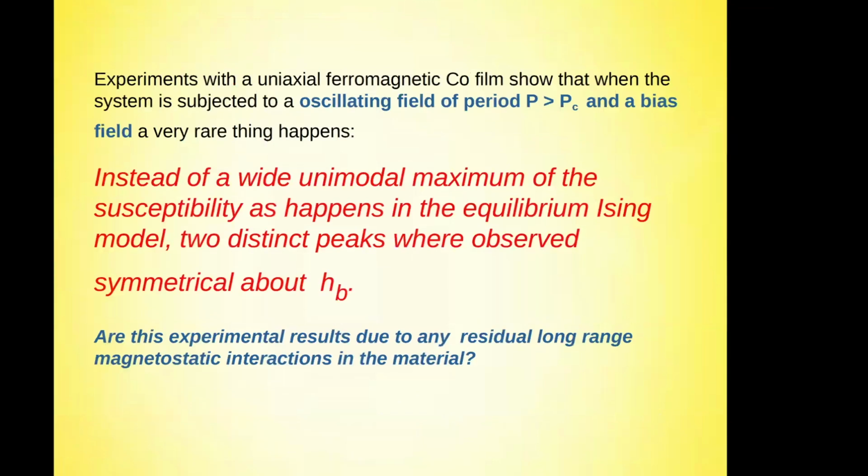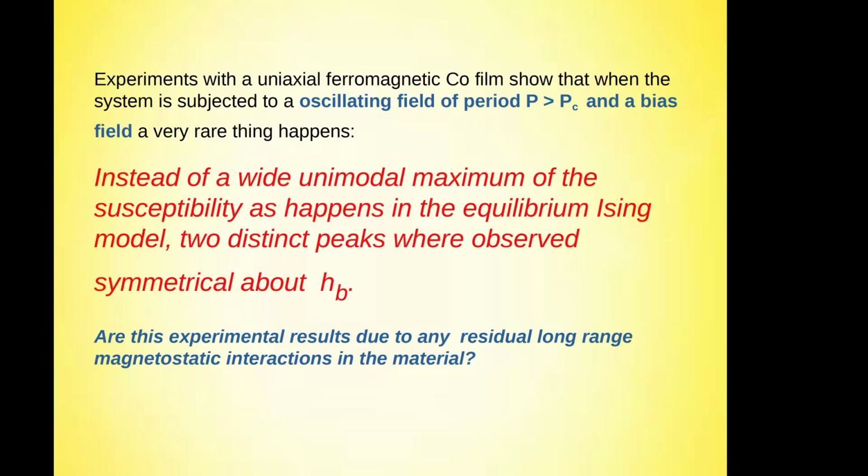Well, some people did that experimentally. They performed an experiment with a uniaxial ferromagnetic thin film, and they found something very interesting. It was a completely new result that they had no idea about the origin of. They found that when the system was subjected to an oscillating field of a period larger than P_C, which is called the supercritical region, that is, the disordered region, so a slow field, the magnetization is able to follow the field.